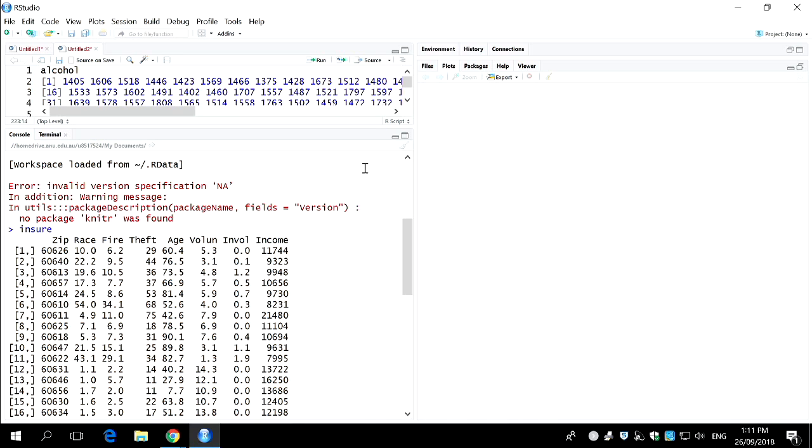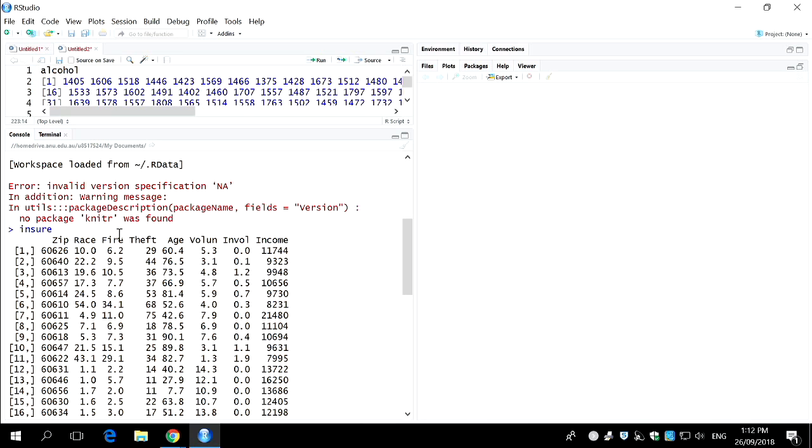And then you've got all these other variables: income, age of housing, theft, which is an index of the theft rate in each neighbourhood, fire, which is the index of how much fire activity there is, and race, which represents the percentage minority in the neighbourhood. Okay?